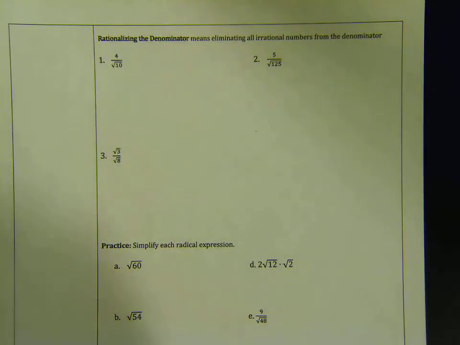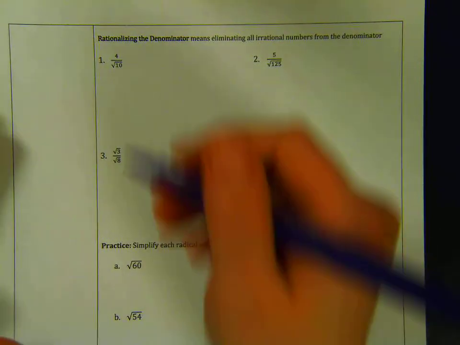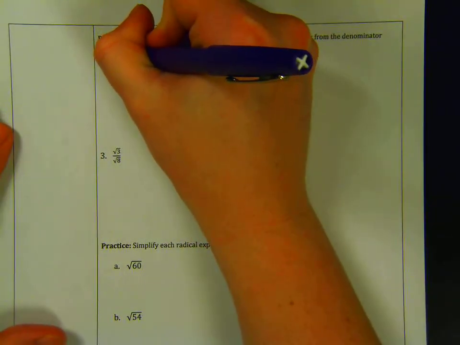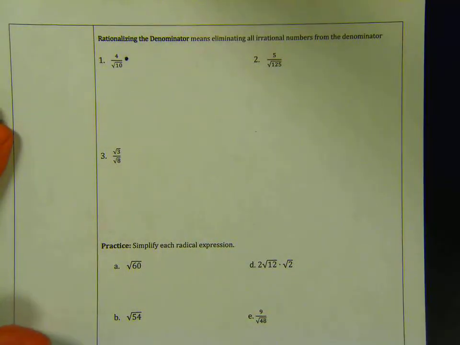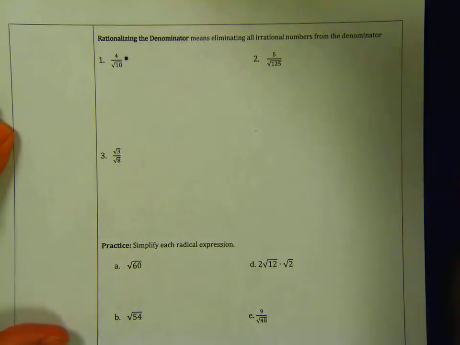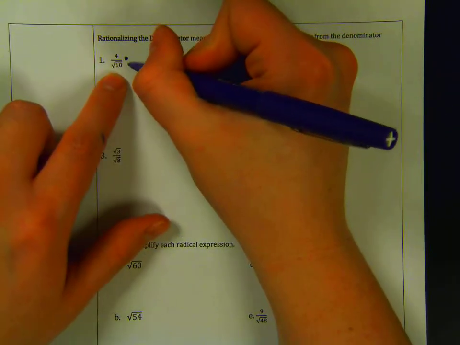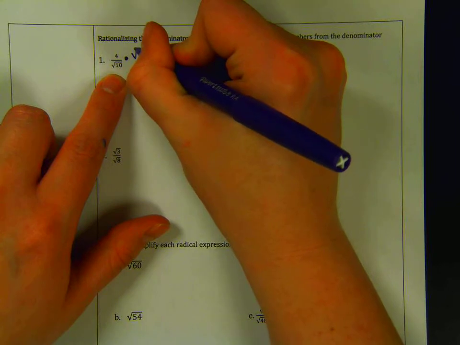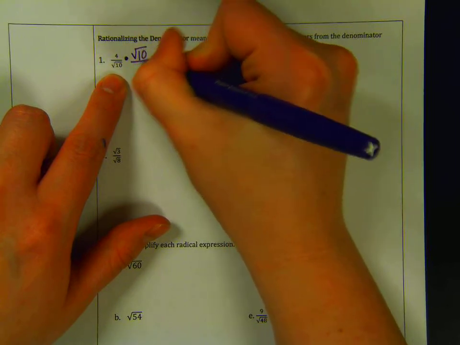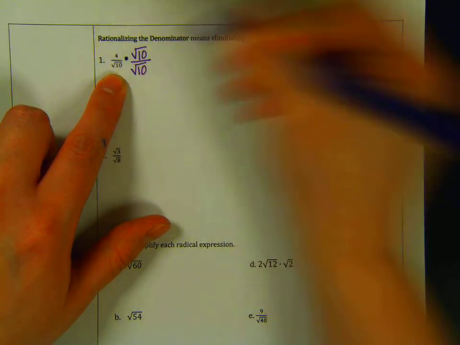Okay, so 4 over the square root of 10. We can't have the square root of 10 in the denominator. So what I can do is multiply by a form of 1. Which means I'm going to take the square root of 10, multiply the numerator, and multiply the denominator by the square root of 10.